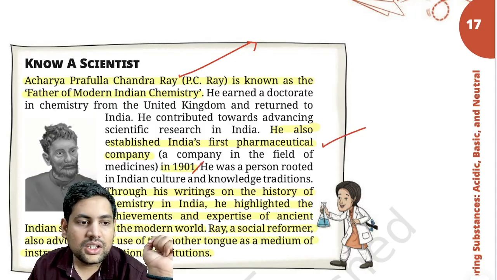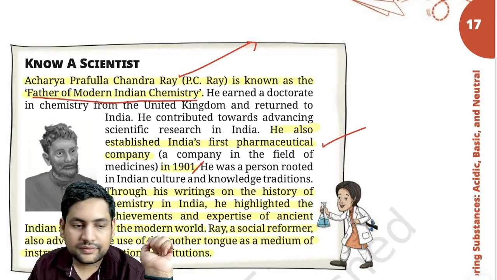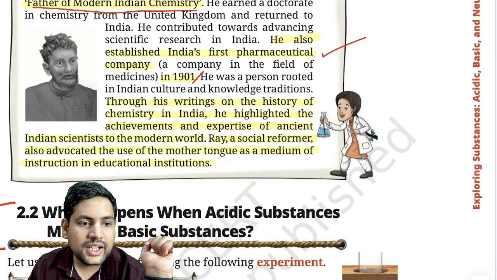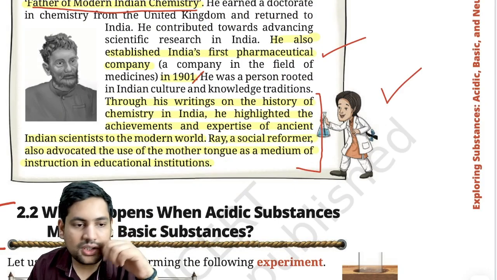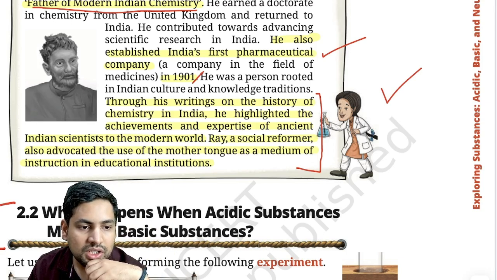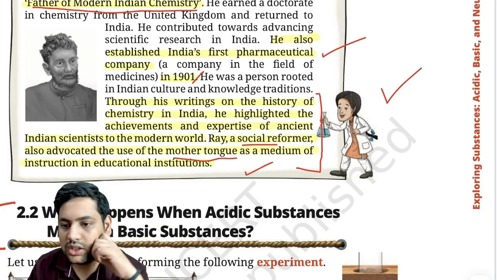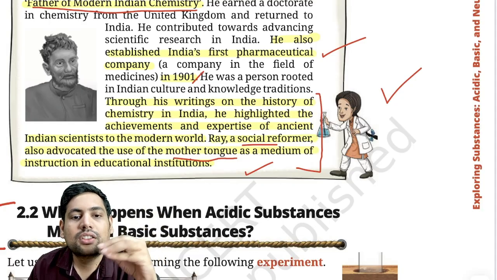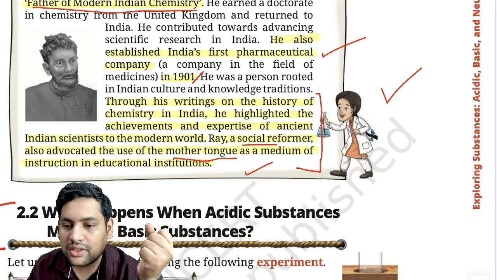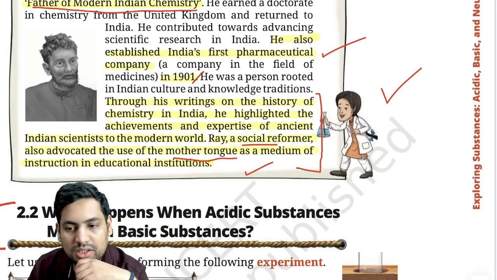Now, what other things has he done? He is known as the father of modern Indian chemistry. Then, through his writings on the history of chemistry in India, he highlighted what we had achieved in ancient India with respect to chemistry. He was also a social reformer who advocated that students should be taught in their mother tongue in educational institutions, especially primary education, so that the child is not frightened because of the language itself. He focuses on learning the subject.